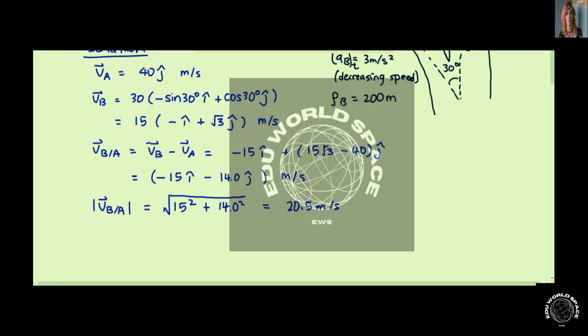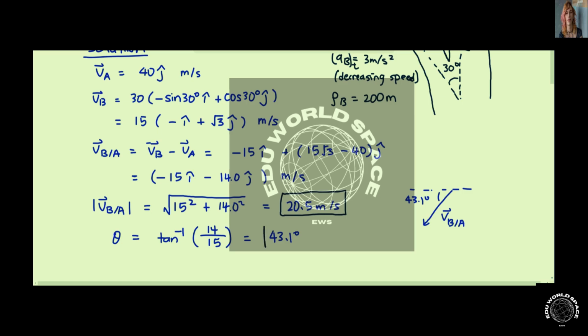Then the angle or the direction is arctangent of 14 divided by 15, and you get 43.1 degrees. So the direction of the relative velocity is drawn in this way, pointing down to the left, VB relative to A, and this angle is 43.1 degrees. So this is the magnitude and the direction of the relative velocity.